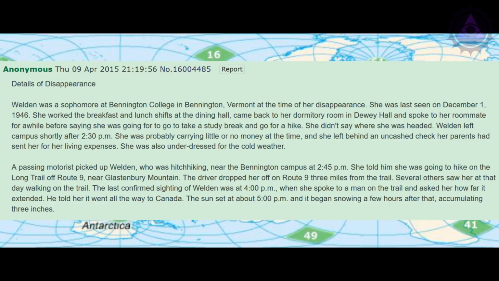Welden left campus shortly after 2:30 p.m. She was probably carrying little or no money at the time, and she left behind an uncashed check her parents had sent her for her living expenses. She was also underdressed for the cold weather.